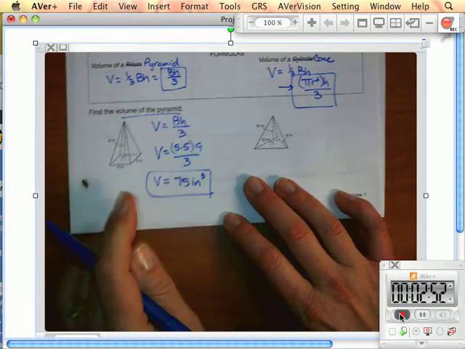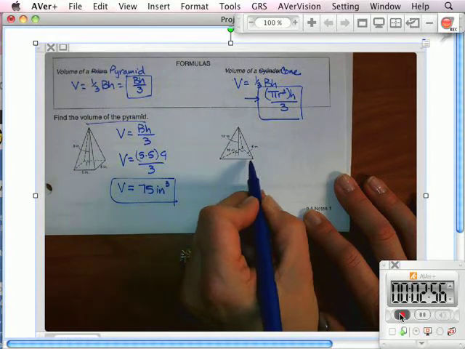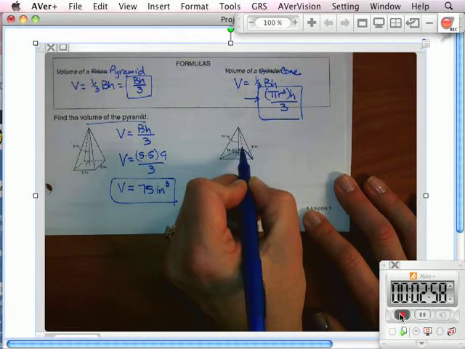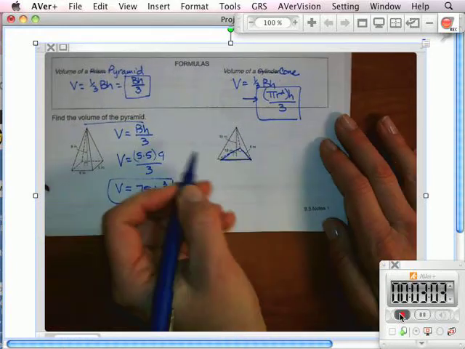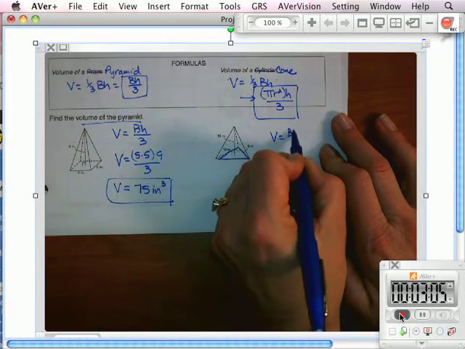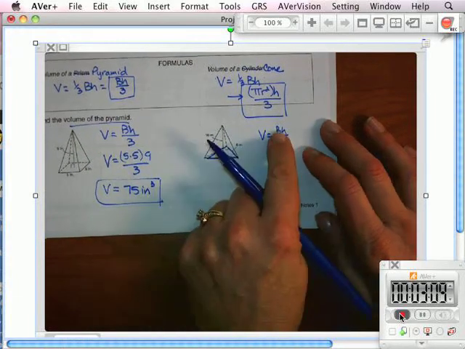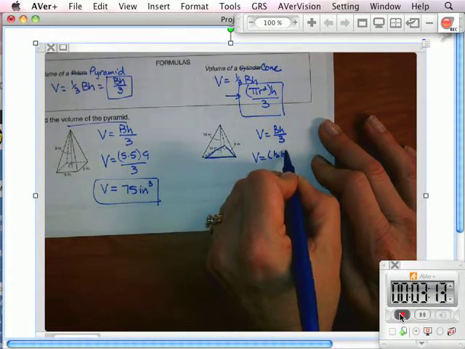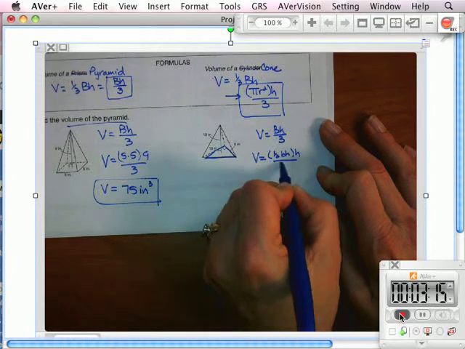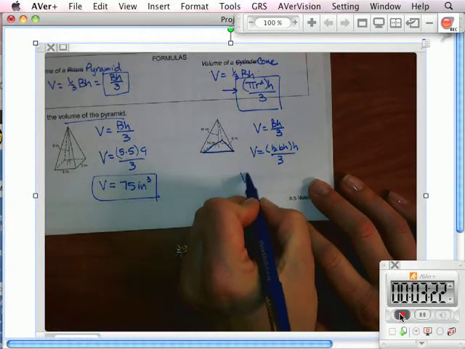Okay? All right, same thing. Is this a pyramid? Except it has a triangular base. So you're still going to write the formula down. But you're going to say to yourself, I know it's a triangle, so I have to substitute that capital B with the formula for area of a triangle. Then I'm going to plug in what I know.